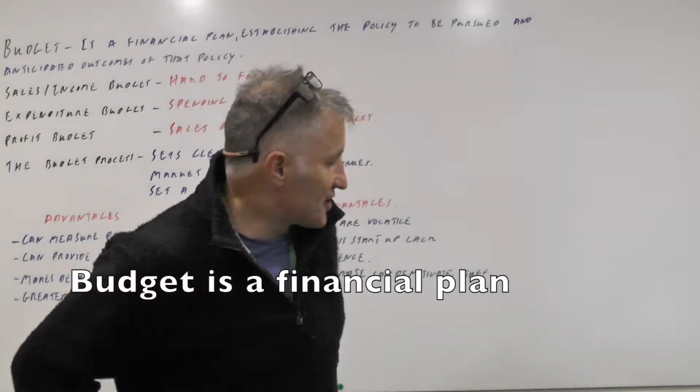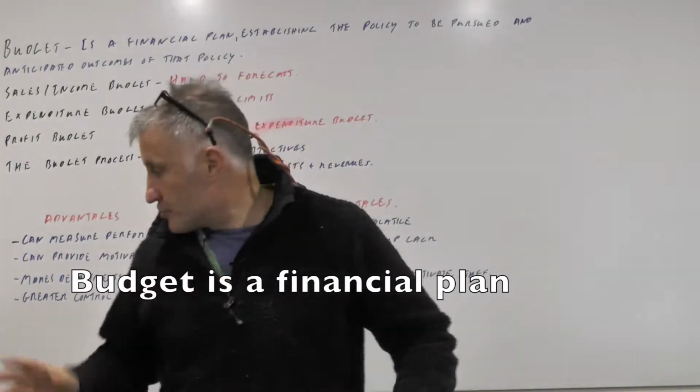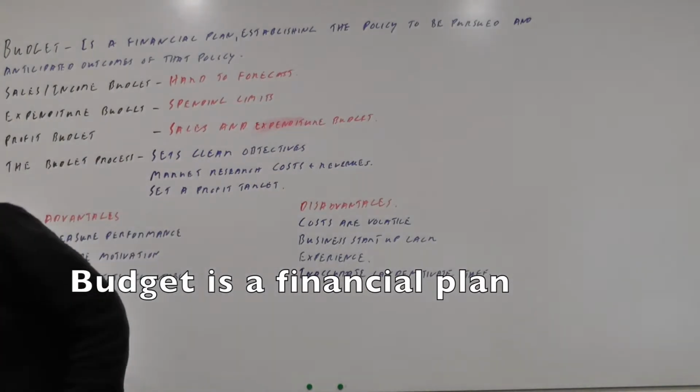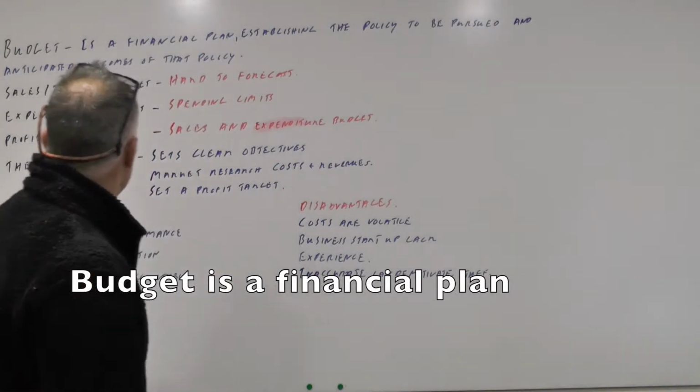Okay, lesson 6, this is budgets, just a quick one here. Sorry, I'm just having a look around for a pen. Right, lesson number 6, budgets.